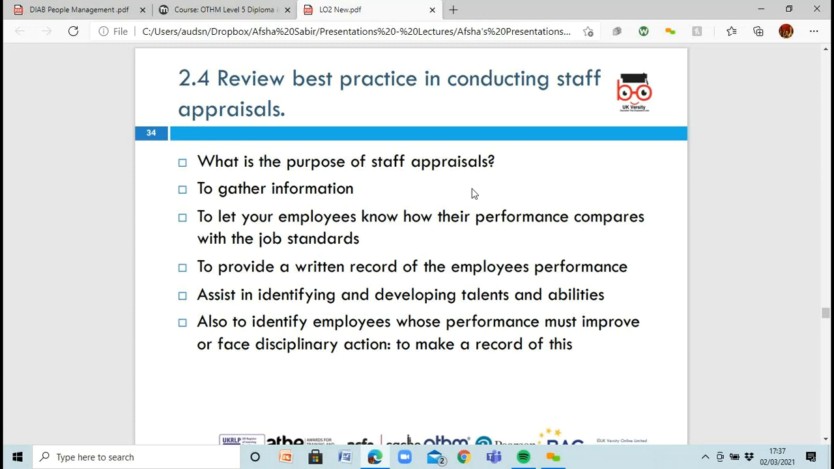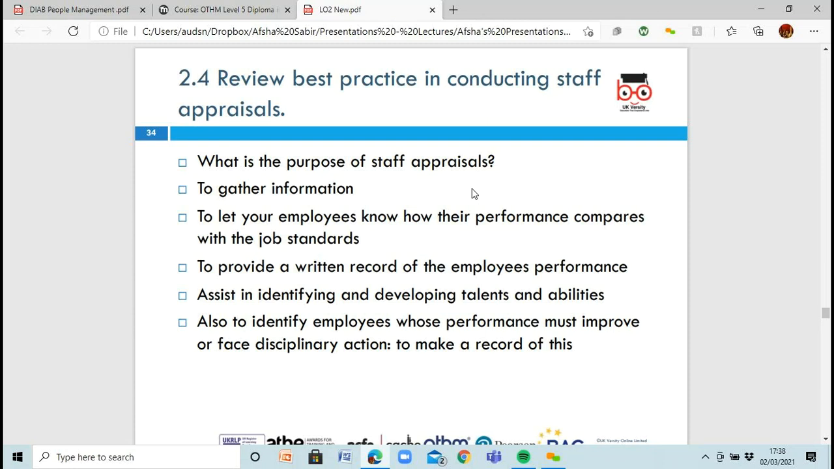Appraisals are there as a written record. They're also there to identify and to develop any talents and abilities. So somebody might be naturally good at something, and you might just want to enhance on that. And it also identifies any employees that actually need their performance to be improved. So you look at it, you think that your performance is not meeting what it should be. If they don't carry on with that, if they don't improve, then you could have disciplinary action. So appraisals are a good way.